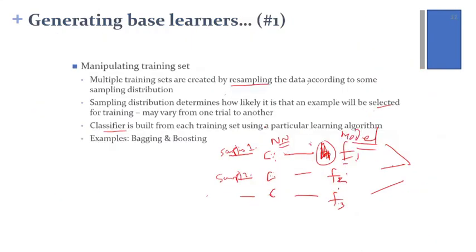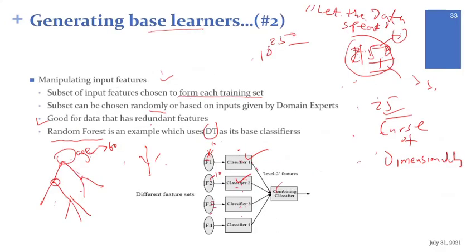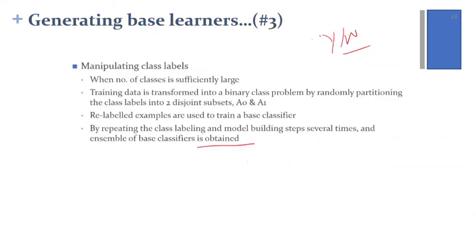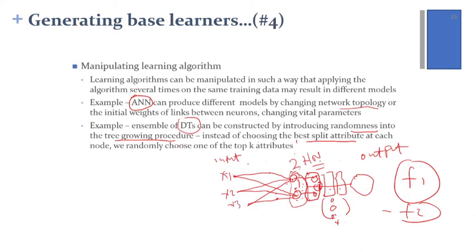So this is the idea of trying to build different base learners by either resampling, or trying to manipulate the input feature, or trying to manipulate the class labels, and finally trying to manipulate the learning algorithms. So those are the 4 methods of building base learners. So when you want to build an ensemble, you have to decide, okay, how do I build my ensemble? And the good thing is, you can use a combination of these approaches.